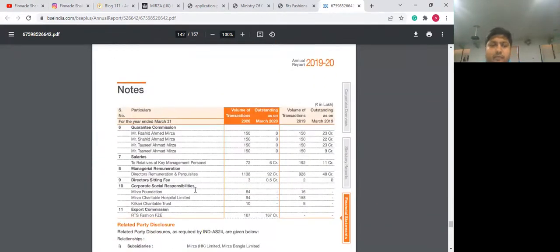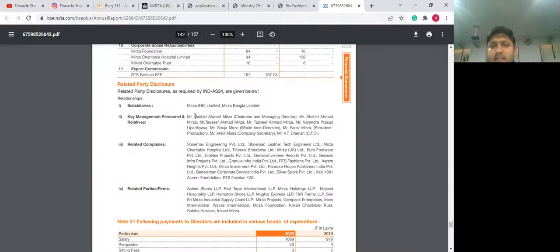Now, if you scroll down a bit more, you will see how exactly they define related parties, because not all related parties would be subsidiaries or associates or joint ventures. There could be certain related parties which are not really owned by the shareholders, but are indirectly owned by the promoters or the management of the company.